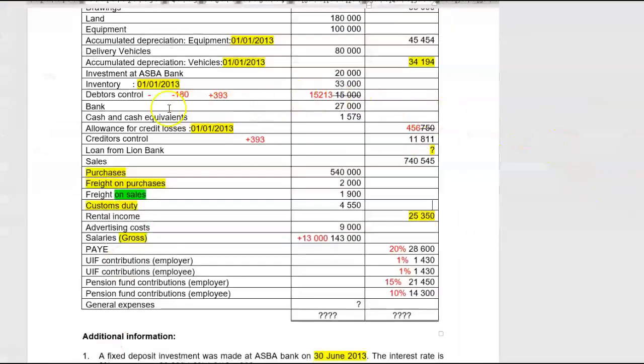Now, in a periodic system, how are we going to record our cost of sales? The first thing is our opening inventory. We're going to take opening inventory out of our books. So we're going to credit this account with 33,000 and we're going to debit our cost of sales account with 33,000. We also know that that 33,000 includes a 10% unrealized profit.